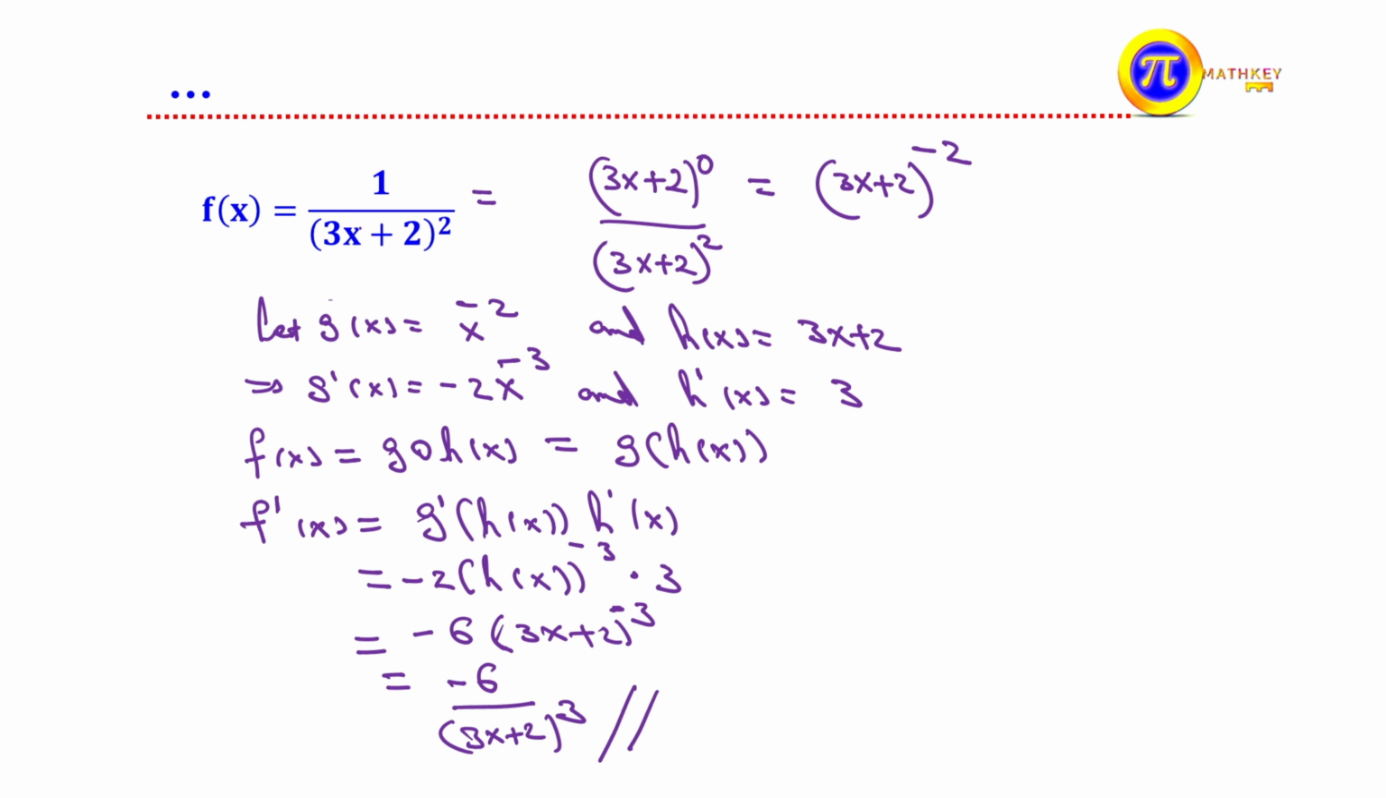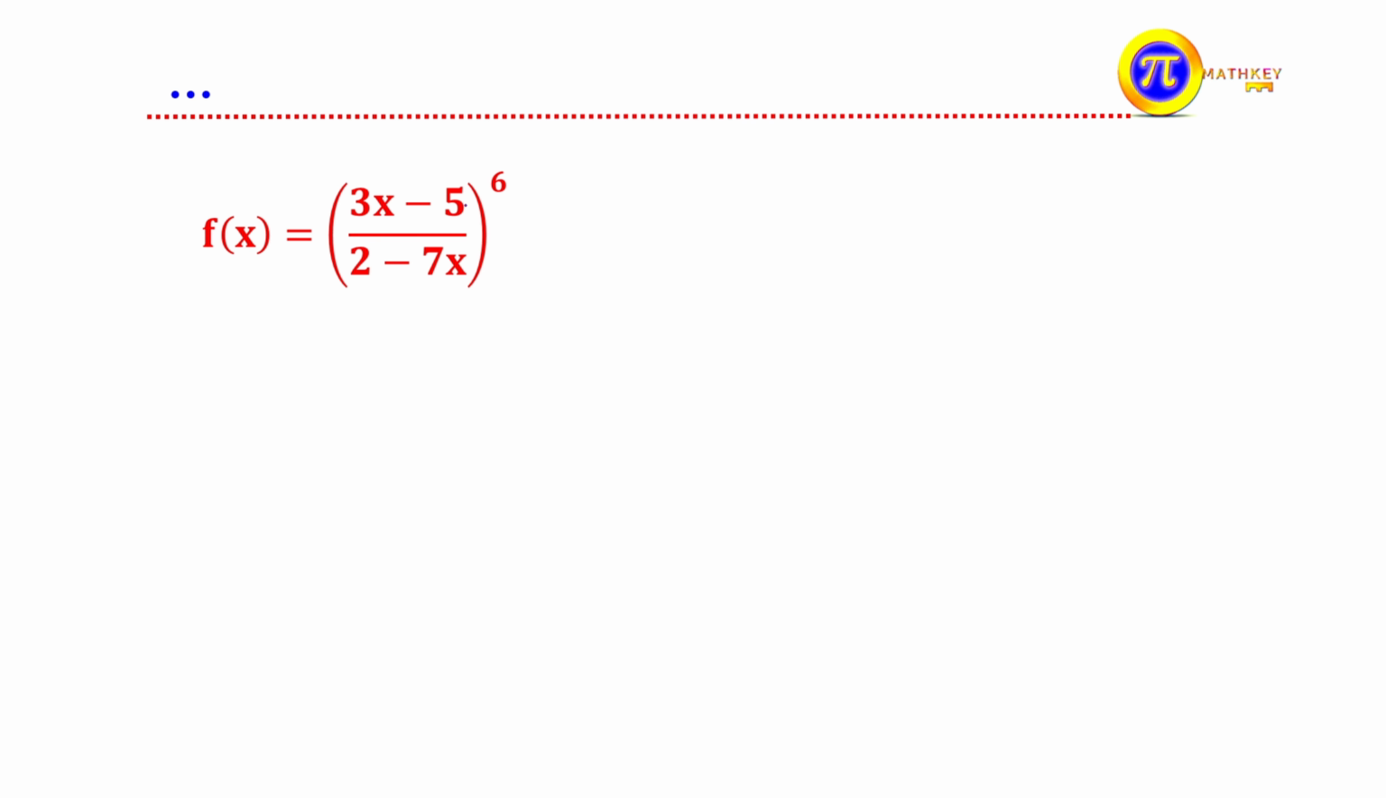So this is the derivative of our function f of x equals 1 over 3x plus 2 the whole squared. So we applied the chain rule in this way. Let us continue with the last one from the given exercise. Let f of x equal 3x minus 5 over 2 minus 7x, the whole thing to the power of 6. Again, let g of x equal x to the power of 6 and h of x equal 3x minus 5 over 2 minus 7x.